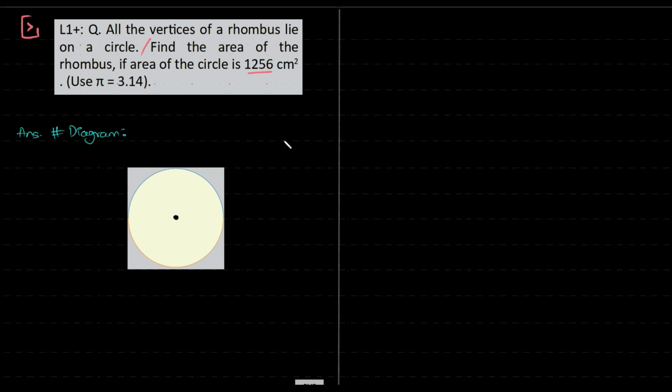What is a rhombus? A rhombus is your, what is that sweet? I just forgot. I just had it in mind. What is that sweet called as? Barfi. Right? Barfi, yeah, Kaju Barfi.